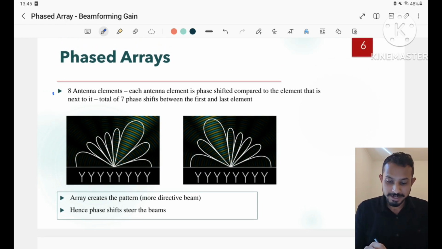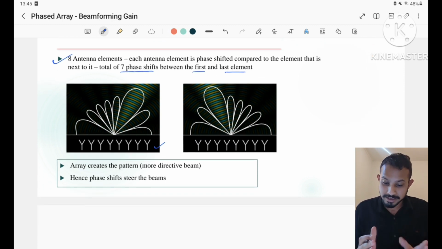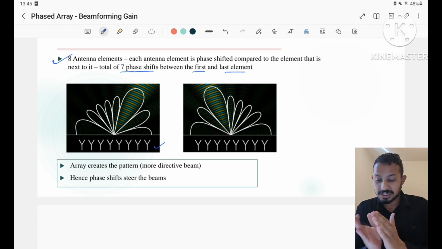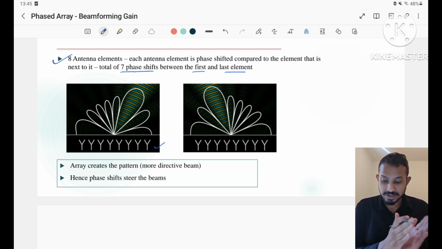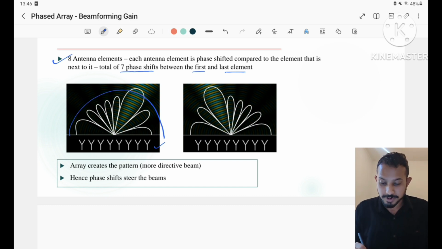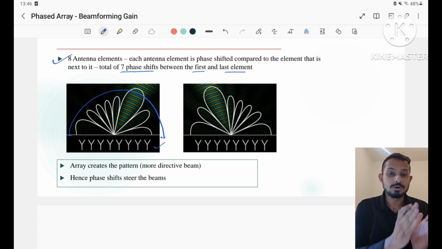Now, here in this figure, we have 8 antenna elements, and each element is phase shifted compared to the element next to it. We obtain a total of 7 phase shifts between the first and the last element. So we can see that it can steer the beam towards a specific direction. That means anywhere the user is present, it has the ability to make a directive beam towards the direction of the user.